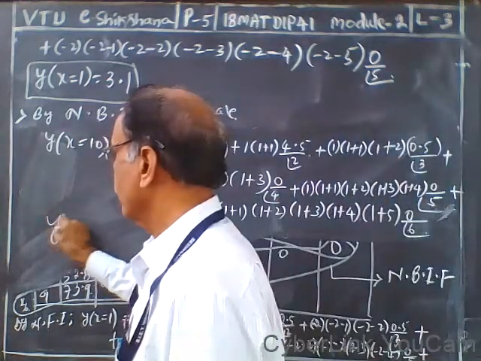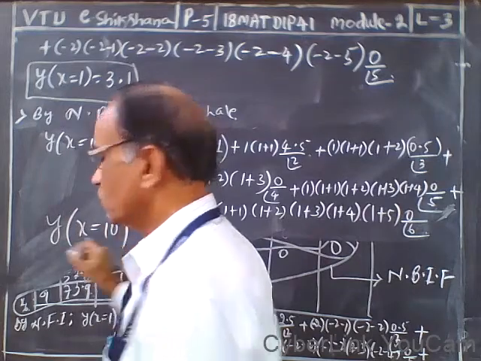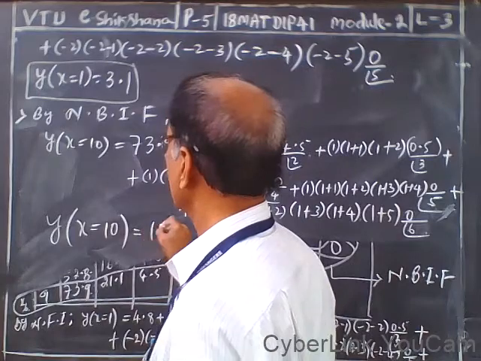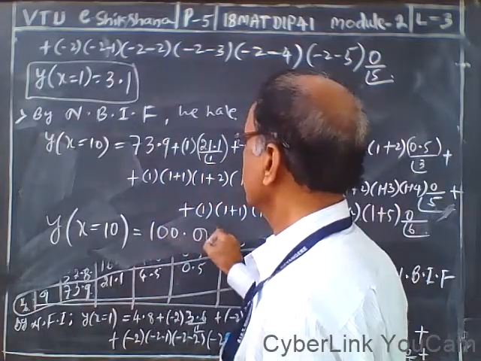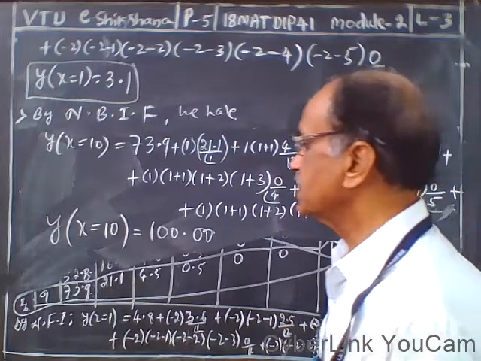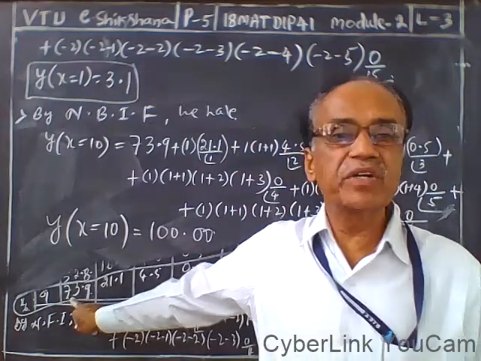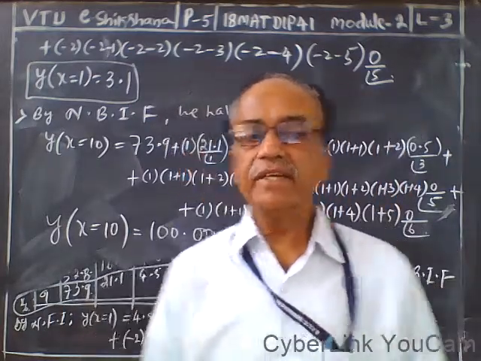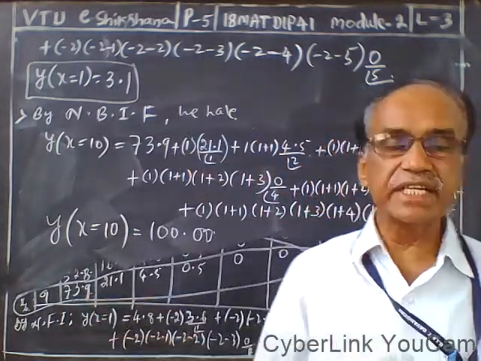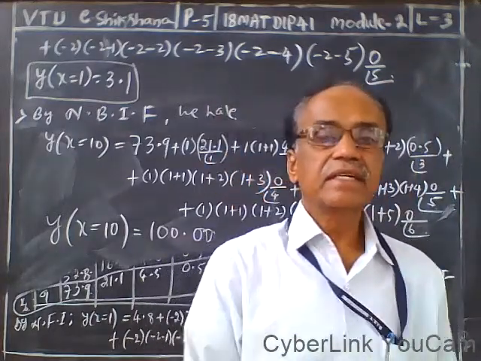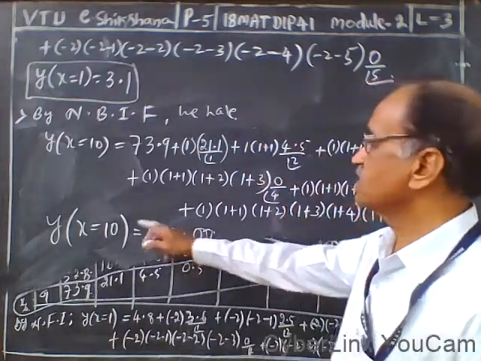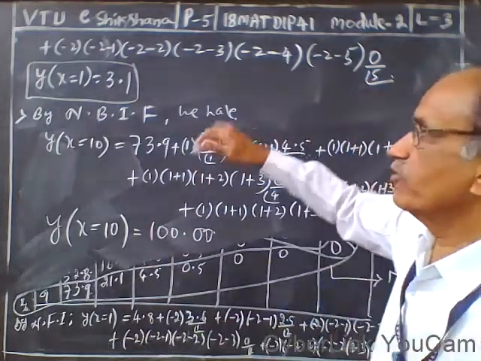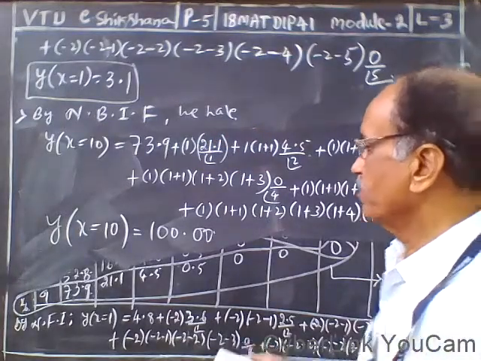So this value, y at x equal to 10, takes the value 100.00, that means 100. That comes after 73.9, so the value is accepted, because it is greater than 73.9. It is 100% correct, where we approximate this number using Newton's backward interpolation formula. So like this, both the formulas in one problem we are going to apply, right?